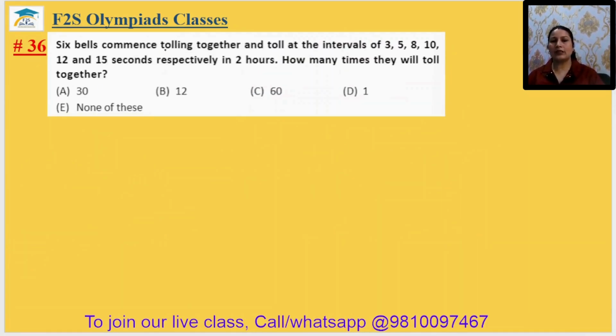36. 6 bells commence tolling together. They toll at intervals of 3, 5, 8, 10, 12, 15 seconds respectively. In 2 hours, how many times will they toll together? After which time they will toll together, first we have to find that. So to find that number, we will find the LCM of 3, 5, 8, 10, 12 and 15.